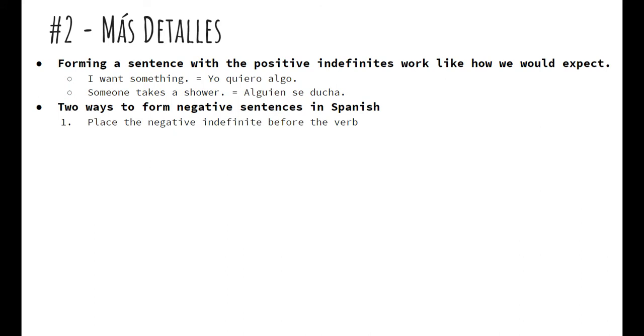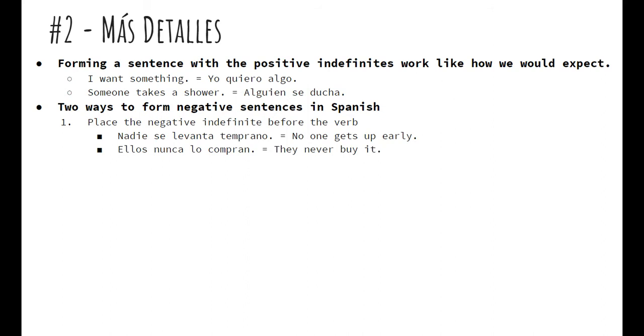You can either place the negative indefinite before the verb. So nadie se levanta temprano. No one gets up early. So there our negative nadie is in front of our verb se levanta. Or here's another example. Ellos nunca lo compran. They never buy it. Nunca there is in front of our verb, in the same place you put a no in a negative sentence. It comes before our verb.